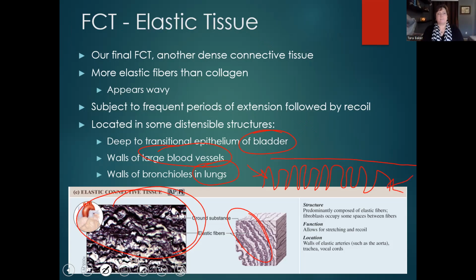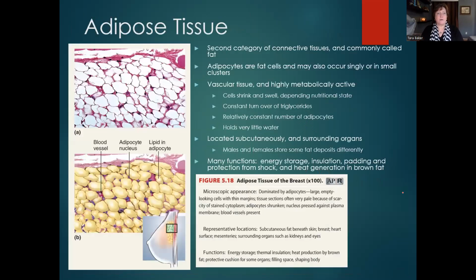its original shape. Okay, so we've just talked about the fibrous connective tissues, and we talked about 5 different types. We talked about areolar connective tissue. We talked about reticular tissue. We talked about dense regular, dense irregular, and elastic tissues. So these are for connecting things together, and when you look at them, you see fibers, obvious fibers.